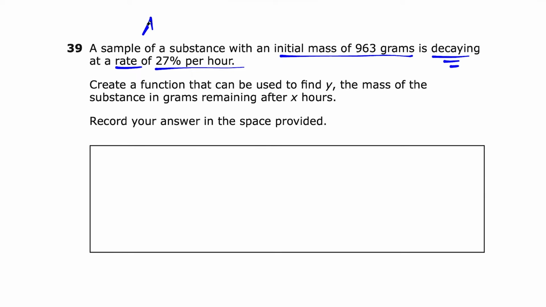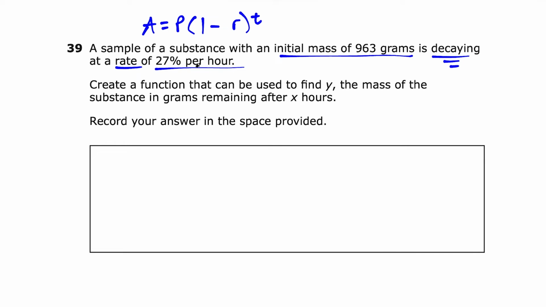So for this question, I'm thinking of this formula here. We have a equals p times 1 plus or minus r to the t power. This is used in situations where we have compound interest, but anytime we have exponential growth or exponential decay, this is the formula that we want to use. But since the substance is decaying, we're going to go with the minus here. Once again, decaying is the key phrase right here. So we're going to make the function in terms of y and x.